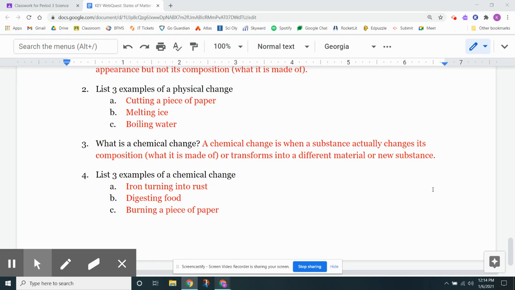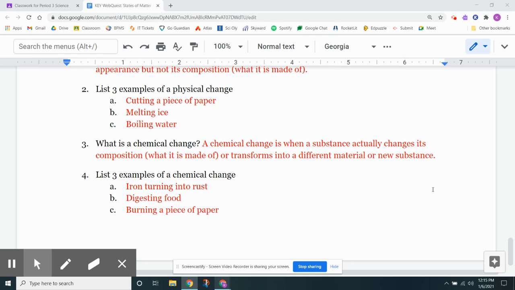So some examples: iron turning into rust. You started with iron, Fe, and it actually oxidizes, and you create rust, which is iron oxide, FeO2. So the chemical composition has completely changed.